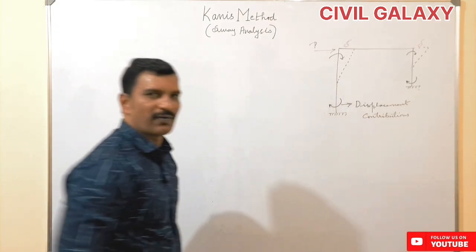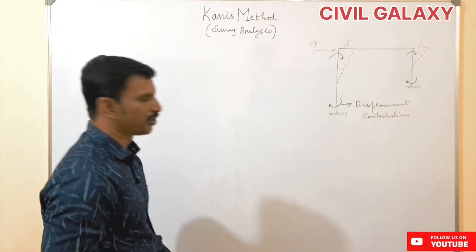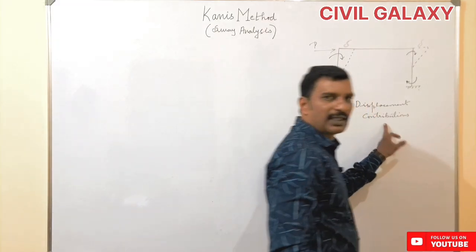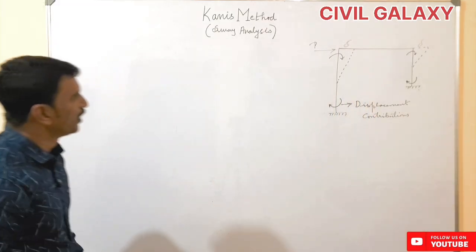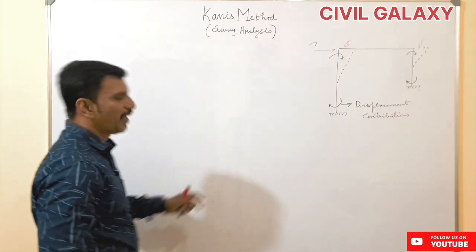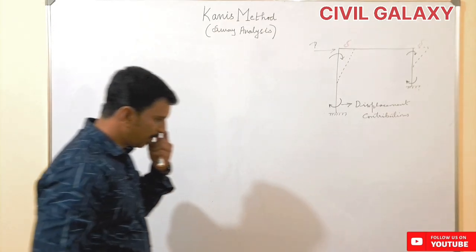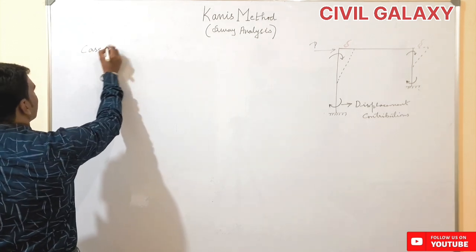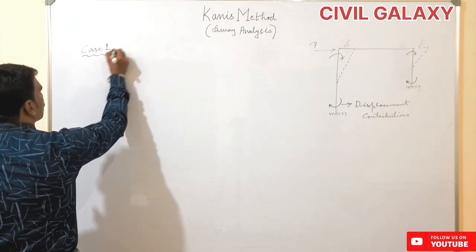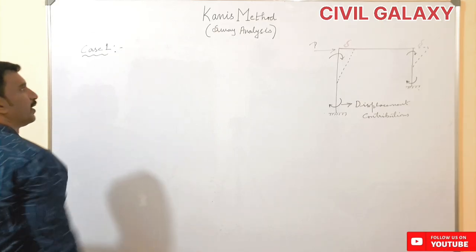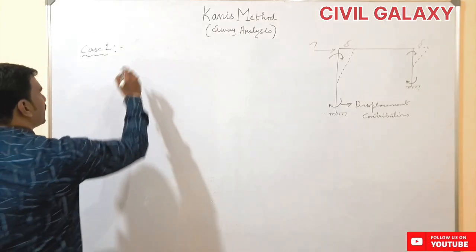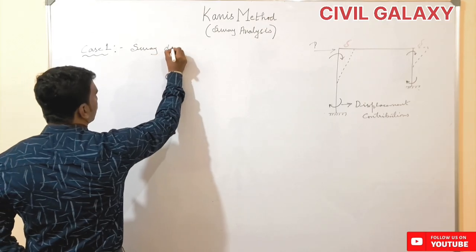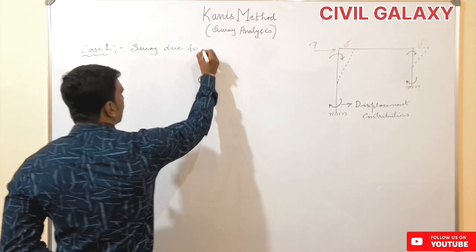In the previous classes we have learned how to calculate the rotation contributions, but in sway analysis we have to consider one more value, that is displacement contributions. The sway analysis in the Kani's method of frames can be studied under two cases. Let us consider the first case, for example, when the frame is subjected to lateral sway due to vertical loads.